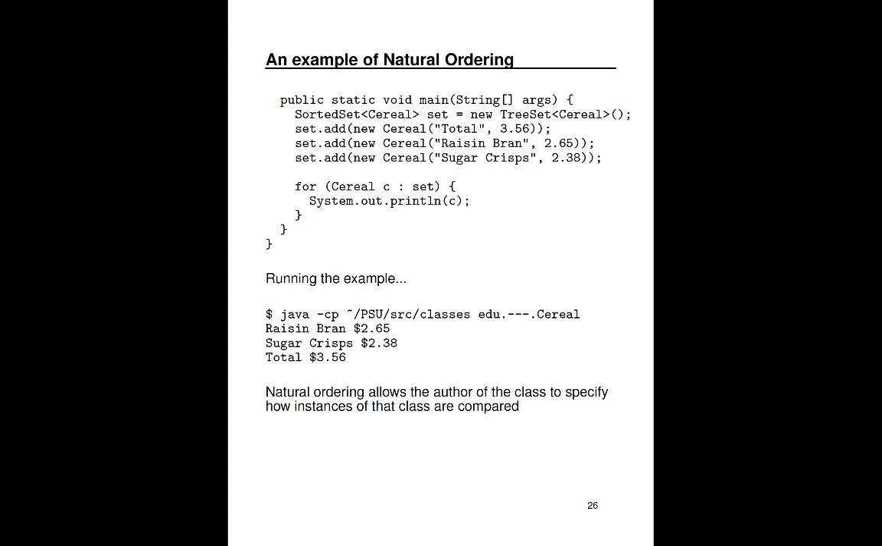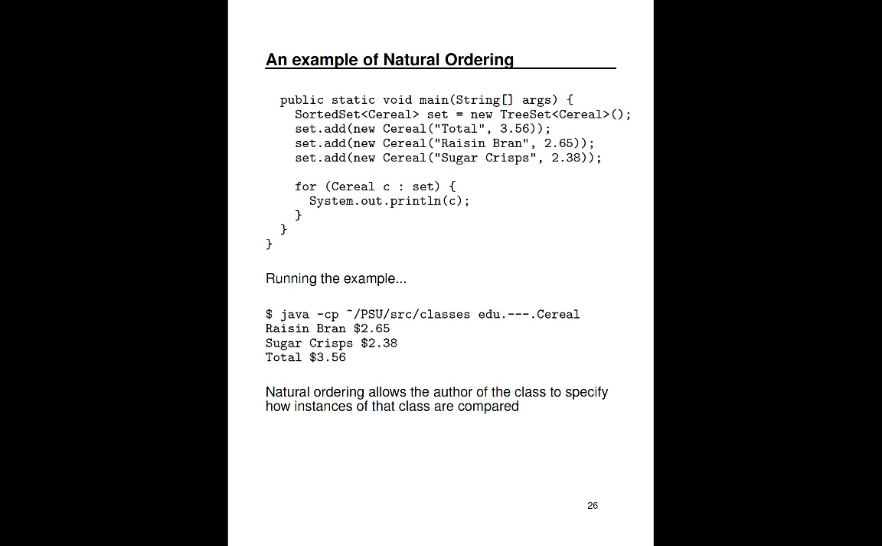Here in the main method, we do some stuff with our cereals. We're going to create a sorted set of Cereal, which is a TreeSet, and we're going to add some Cereal objects to it. We're going to add a box of Total, some Raisin Bran, some Sugar Crisps. They all have different prices. And then we're going to print out that sorted set that we created. And now when we run the example, we see that Raisin Bran, Sugar Crisps, and Total are all printed out.